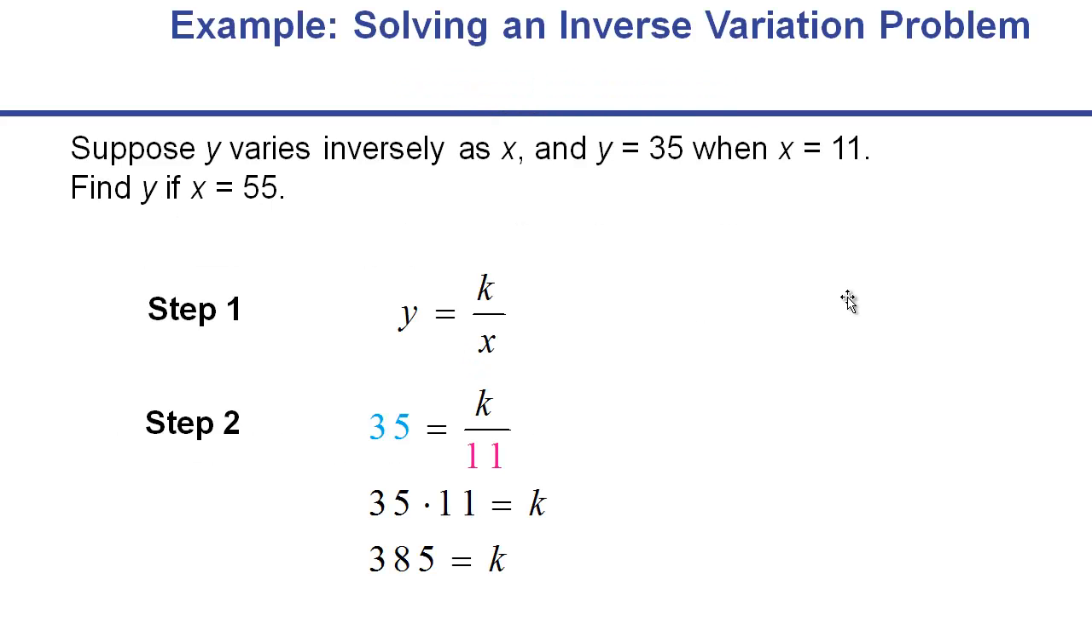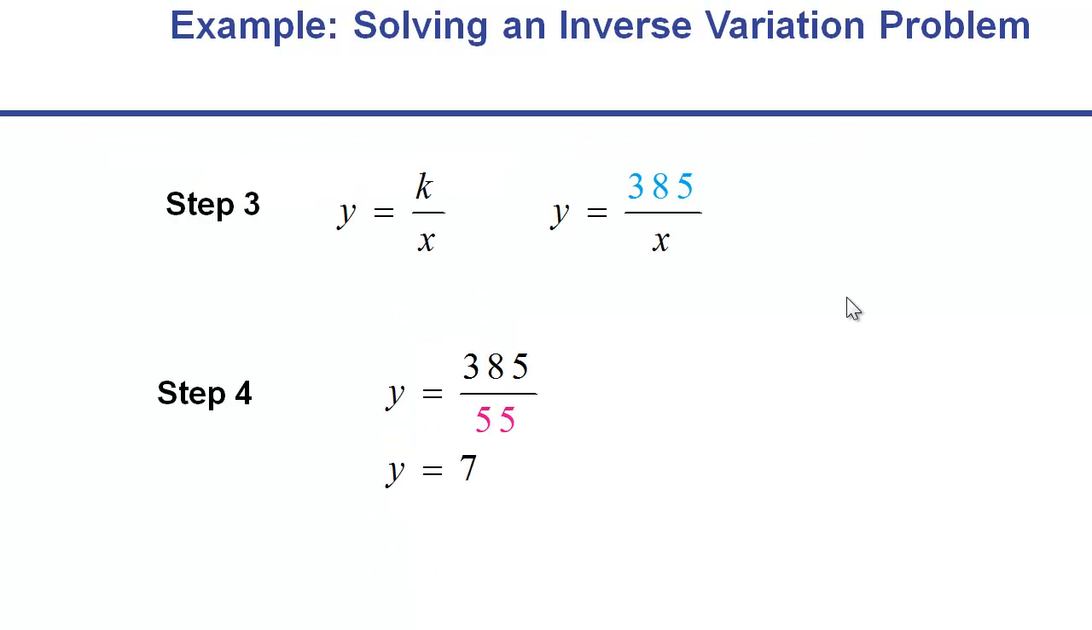Here's our first example. Y varies inversely as x, and y equals 35 when x equals 11. Find y if x equals 55. So we start with our generic formula, we plug in what we know, and we solve for k. So far it's the exact same thing we were doing before. We get k equals 385. Now we plug that back in with the secondary bit of information, in this case x equals 55, and solve for what we need. So there's our k, then there's our x of 55, and we figure out that y equals 7.